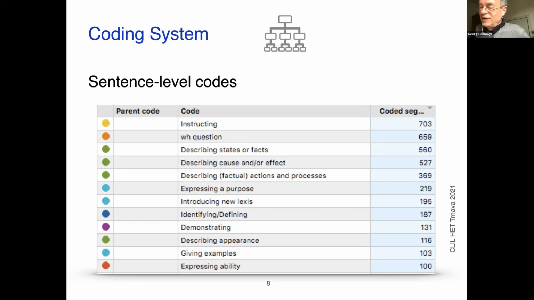Okay, so good morning. Sorry for logging in so late. I had a lot of issues there. Anyway, as Ronald has just described, we have these codes, and we developed these codes during our coding sessions. And what you can see there is, as Ronald said, the most common one is instructing, which is no surprise.